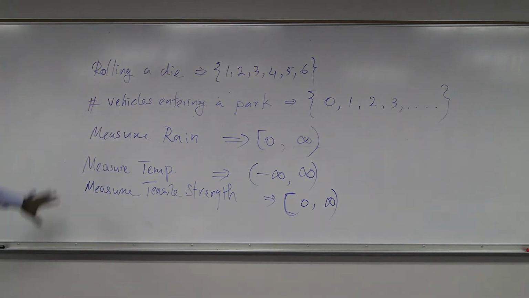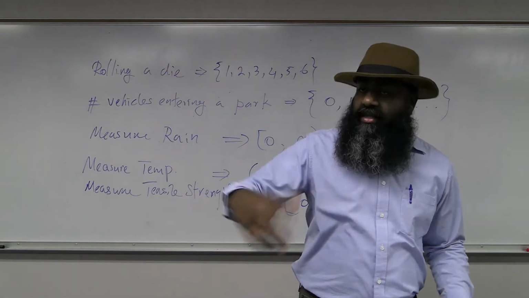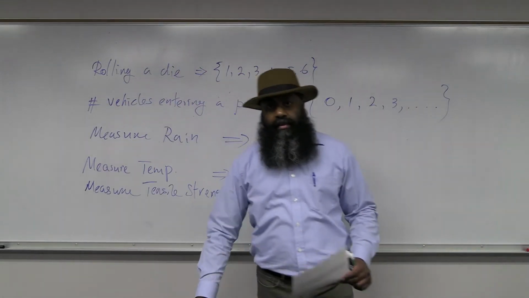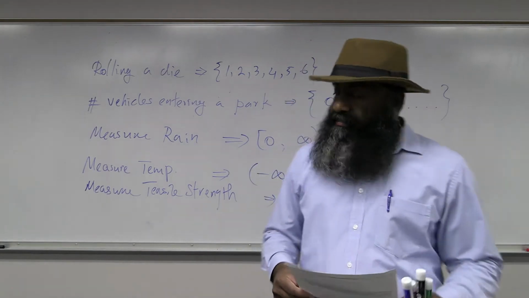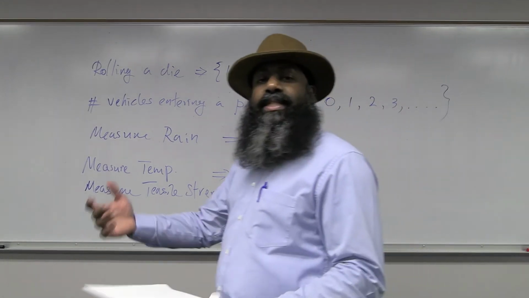All right, so these are some examples. They are written down under point number 1. They are called random experiments, and we define the probabilities for these kinds of random experiments. All right, let's move on to point number 2, the sample space.